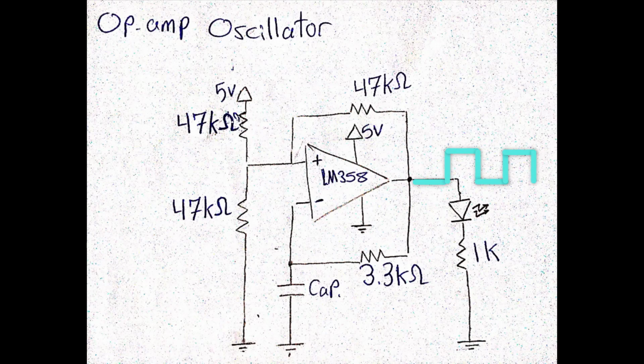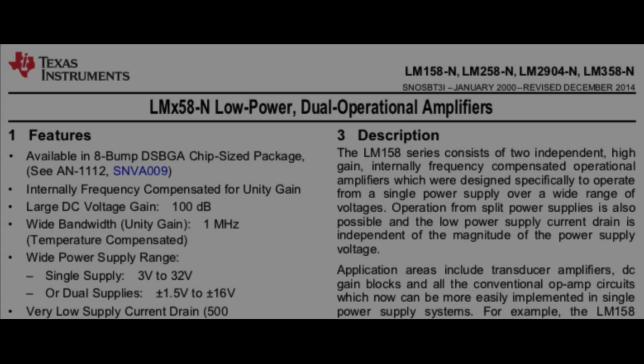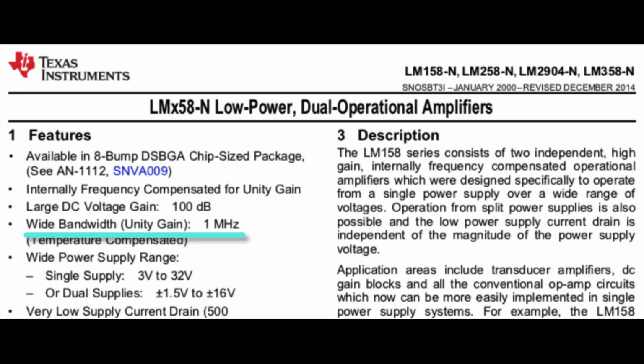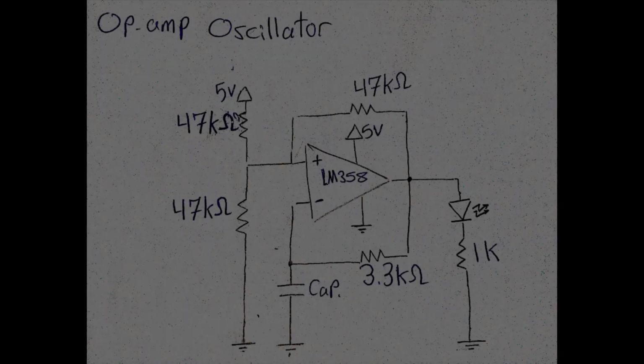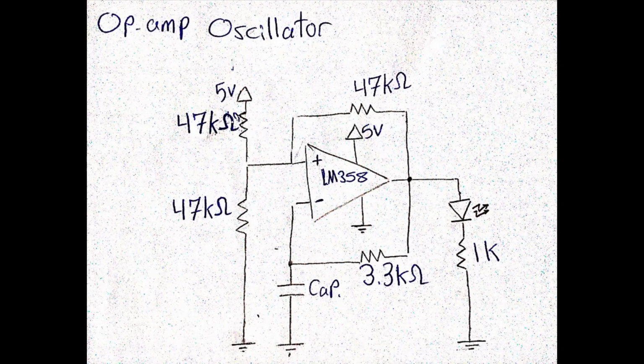For this op-amp based oscillator circuit, I have used the LM358 op-amp, but you can use any op-amp that you have on your workbench, because the only thing that you should care about when choosing an op-amp for this circuit design is the unity gain bandwidth, because it determines the switching frequency limit. Now it's time to understand how this oscillator works.